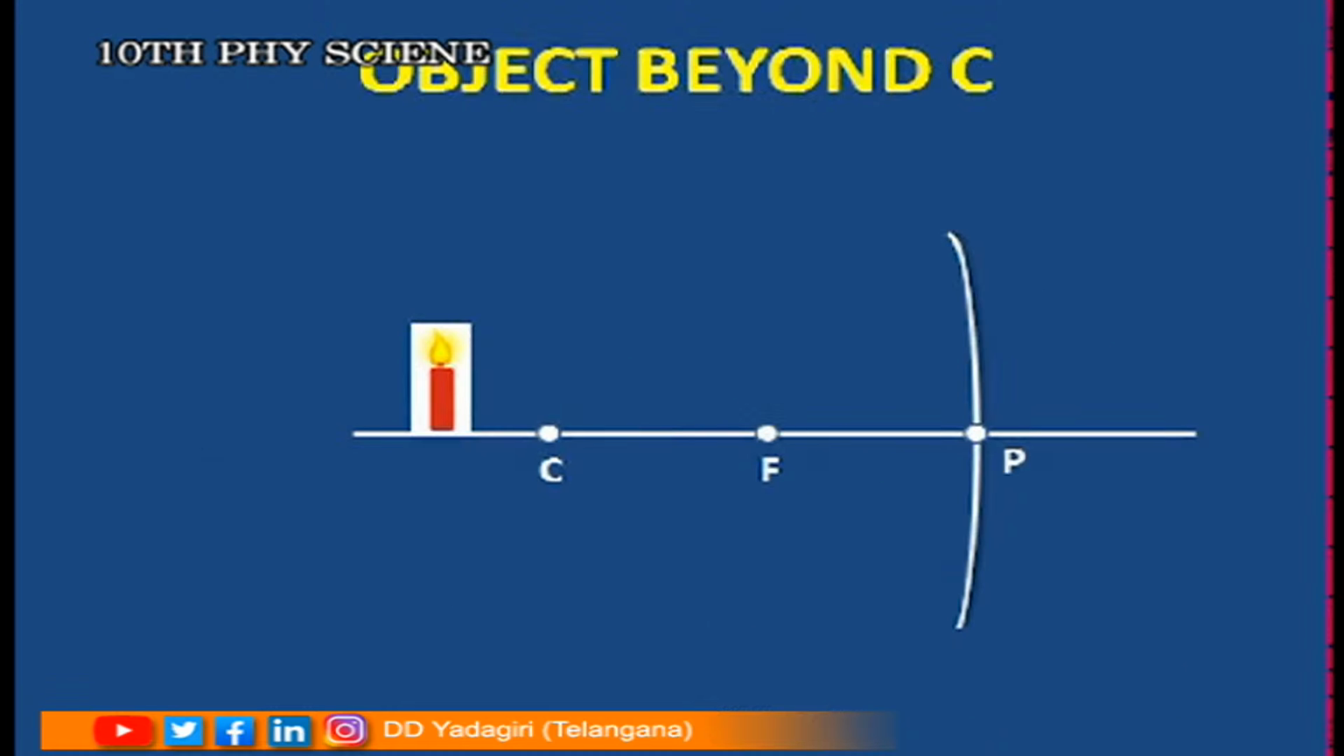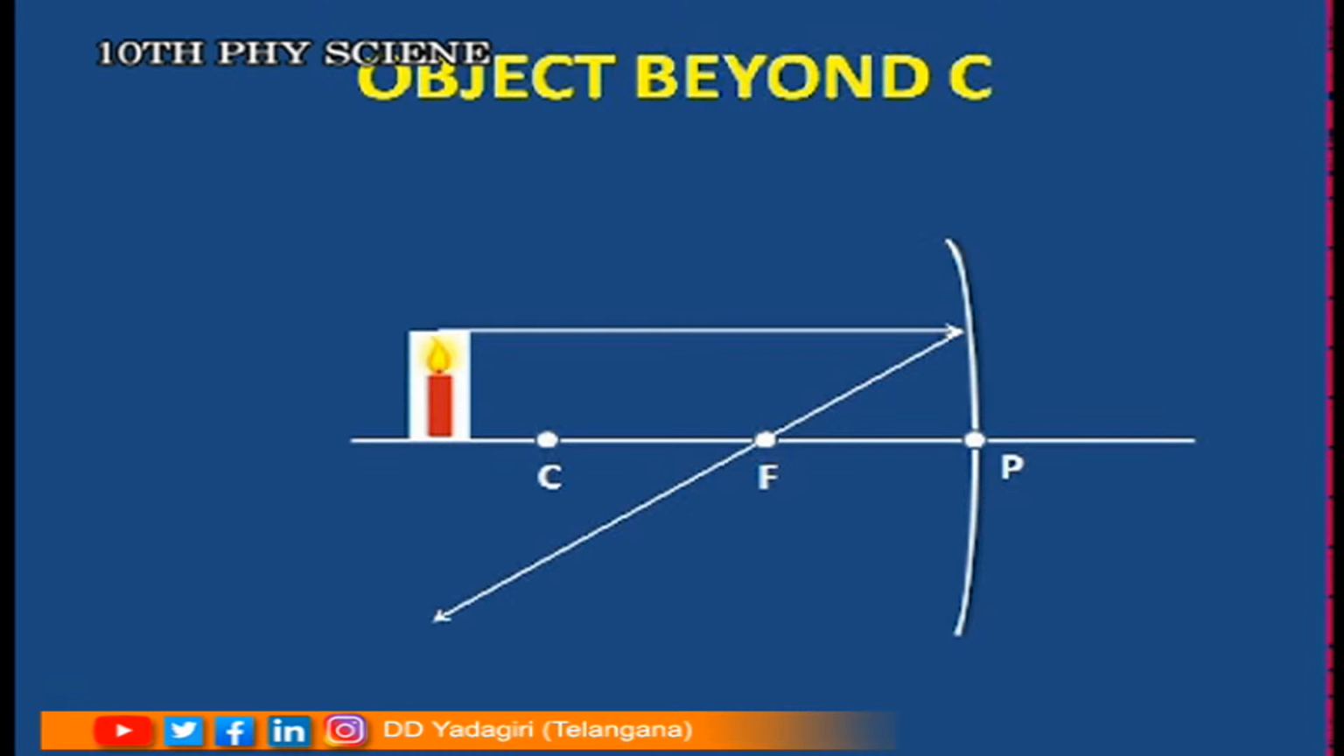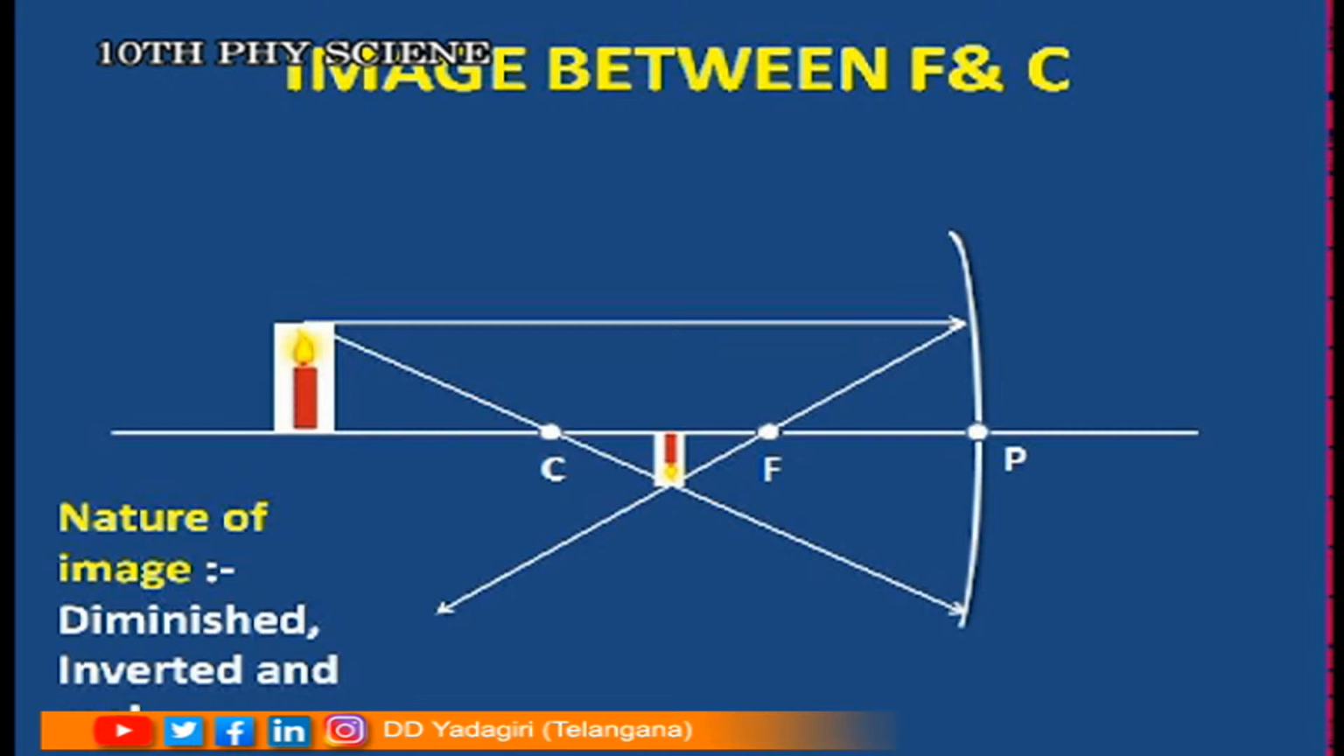Now, shifting the object beyond C. The mirror, the principal axis, pole, focus and the center of curvature. The object is placed beyond C. A ray parallel to the principal axis passes through the focus. A ray passing through the center of curvature will retrace its path. It will again be reflected in the same direction. So, where the rays are meeting, the image is formed at that place. Now, compare the image to the object, children. You see that the image size has diminished. It is still inverted and it is again a real image.